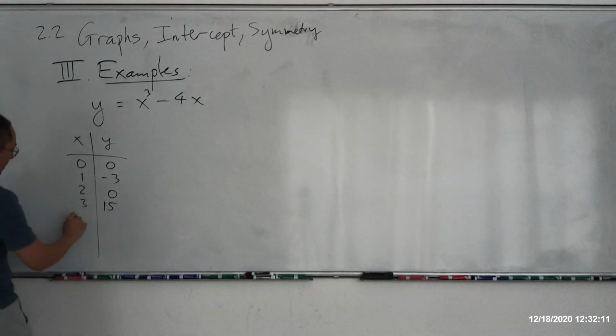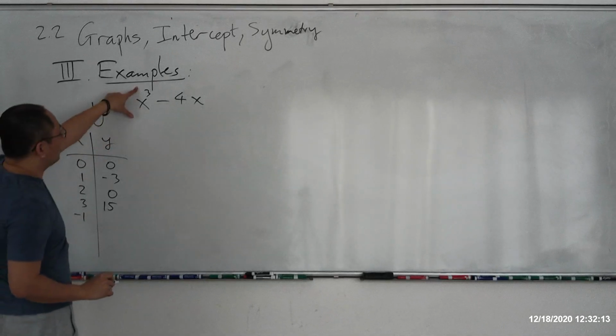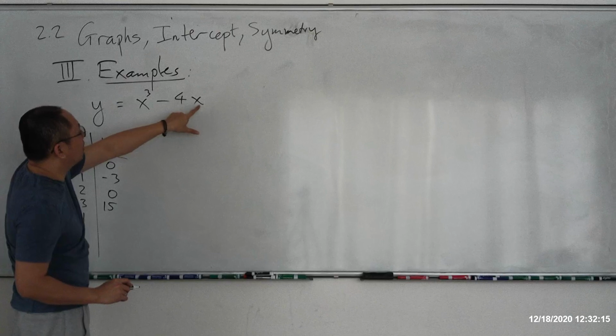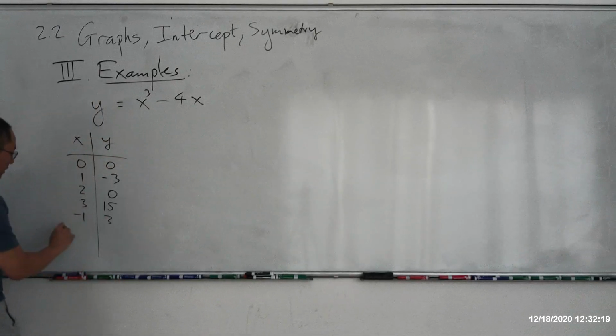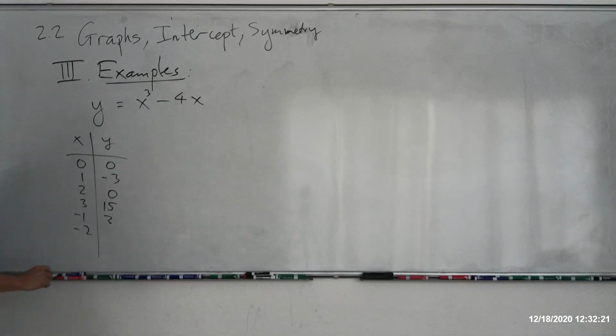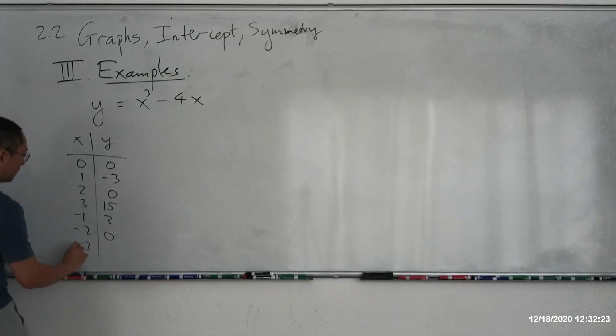Try some negative numbers. X is -1. -1 cubed is -1, and -4 times -1 is 4. -1 plus 4 is 3. Try x is -2, and I think it's going to be 0. X is -3, it's going to be -15.